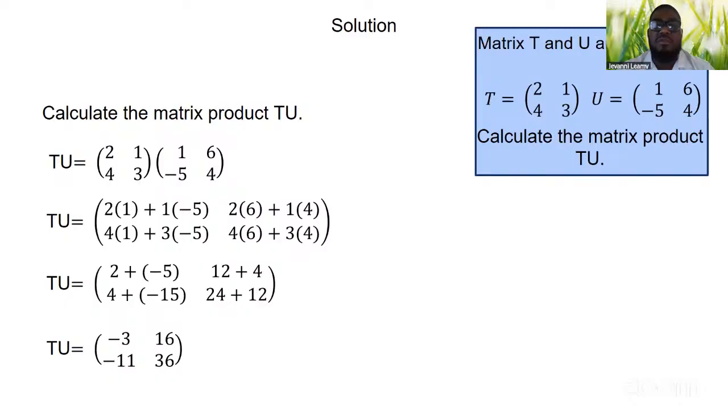Now, can anyone tell me the element that is found in the second row and the second column? What element in this matrix product of TU will that be? The element that is in the second row and the second column. Could anyone tell me that element? Any takers on that?